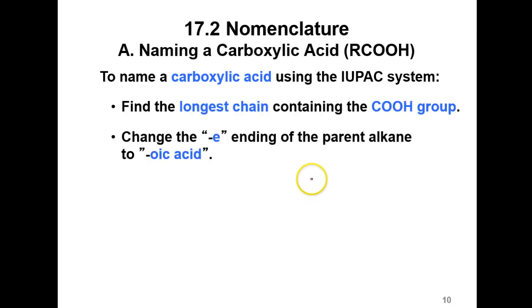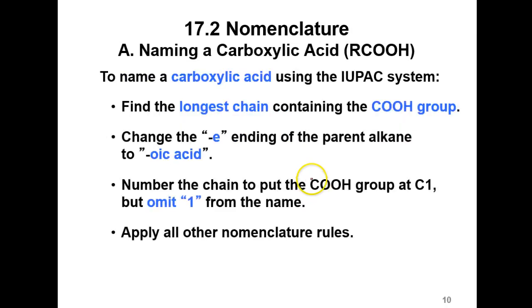Naming carboxylic acids: basically all the same rules. You look for the longest chain that contains the carboxylic acid group. The carboxylic acid group is always at the end of the chain, so it's always your carbon 1. You don't have to tell the reader 1 carboxylic acid because it's always at carbon 1. Basically you end the parent name in oic acid.